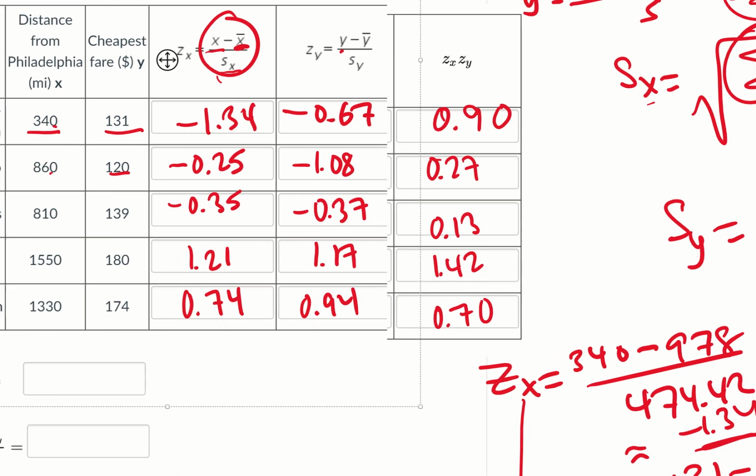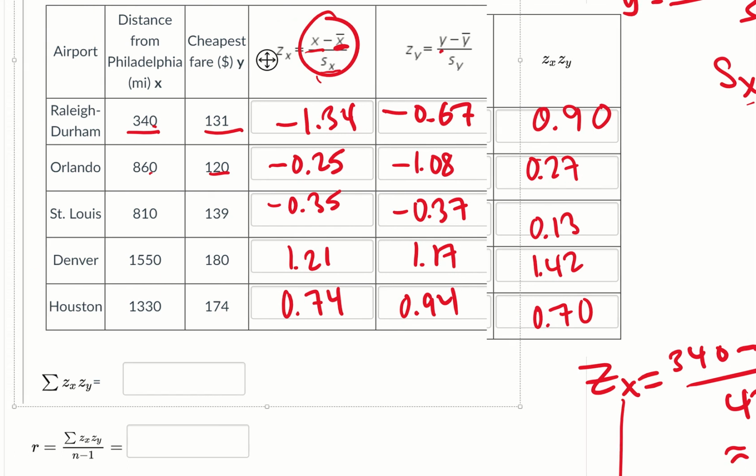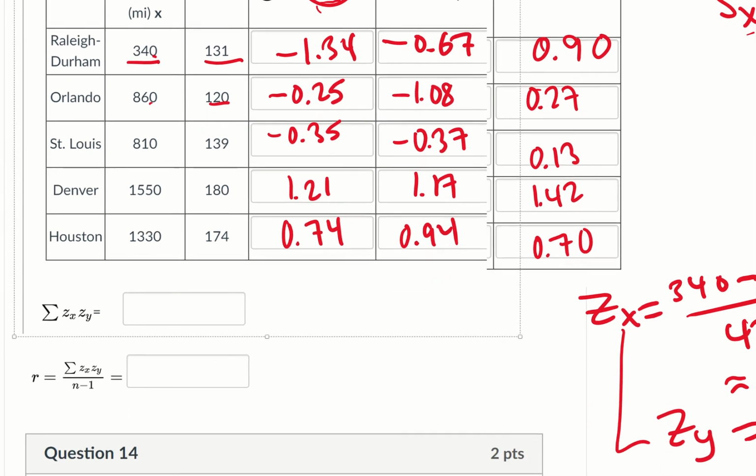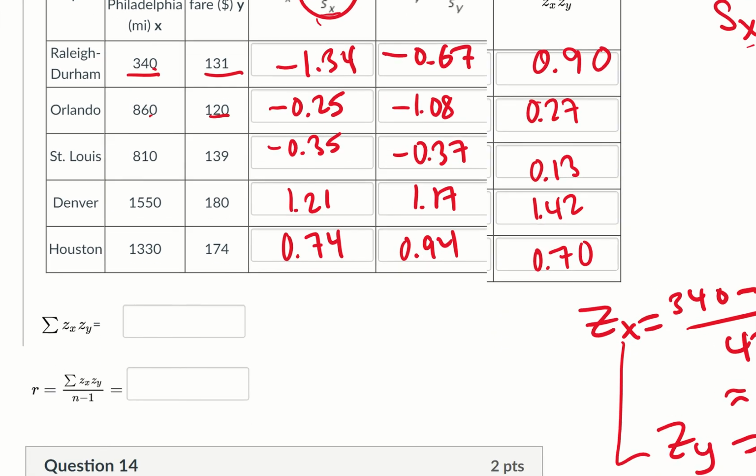All right, so I went ahead and calculated all the numbers just to save us a little time. So these are the numbers that you get if you were to follow the same process that I showed you earlier. So we have all the numbers here. Once you get all these numbers, you calculate them.